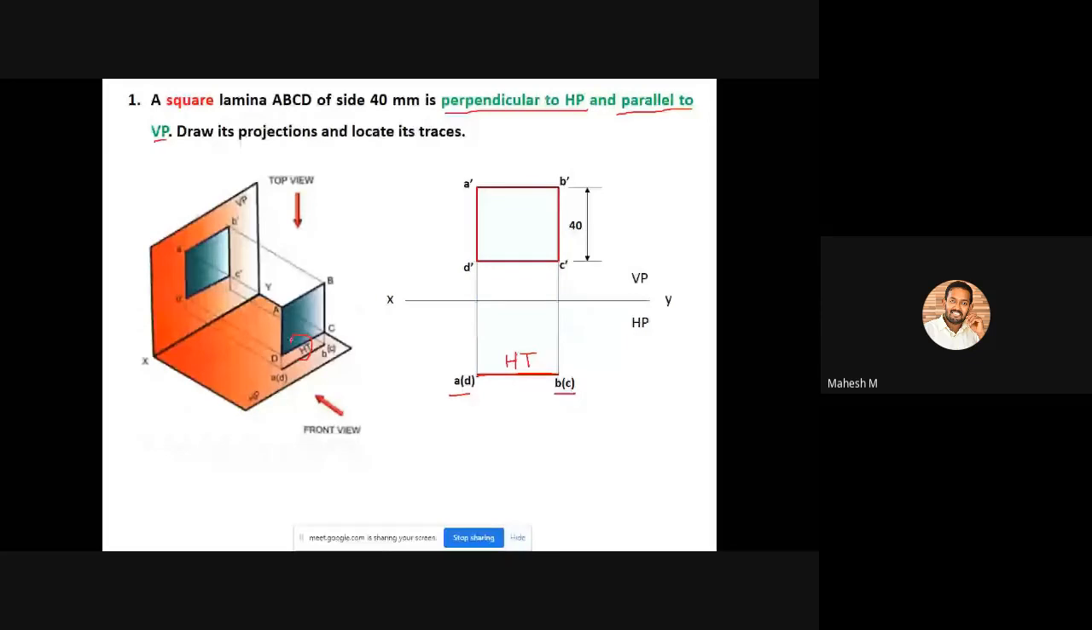The next condition will be directly opposite to this. That means our second problem. Did you understand this problem first? Any doubt in this?